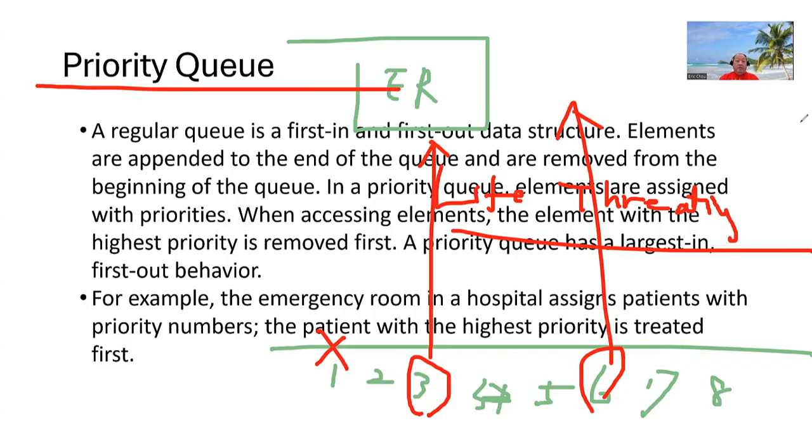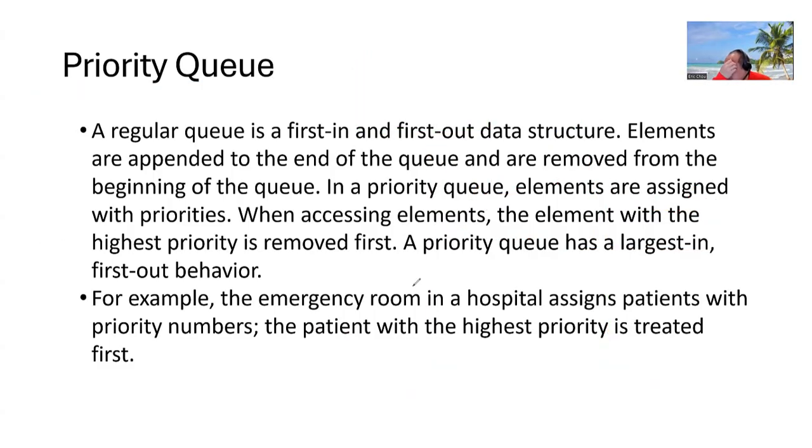So a priority queue is a queue where each piece of data comes in with a time of arrival. In addition to the time of arrival, they also come with a priority key. This kind of scheme, we call it priority queue. Any questions so far? No. Okay, so this is priority queue.